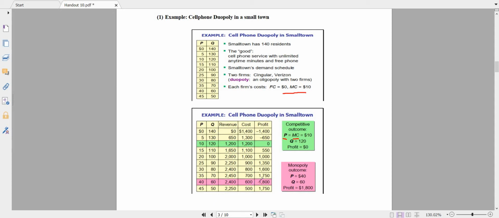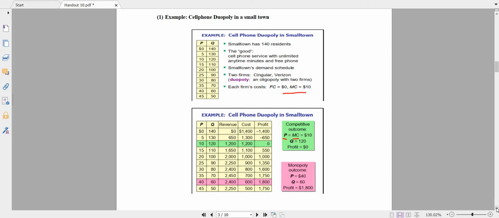So here you can clearly see for yourself that the maximum profit that the firm can earn is 1800, and it occurs at this point where price is equal to 40 and Q is equal to 60, and the profit is equal to 1800.